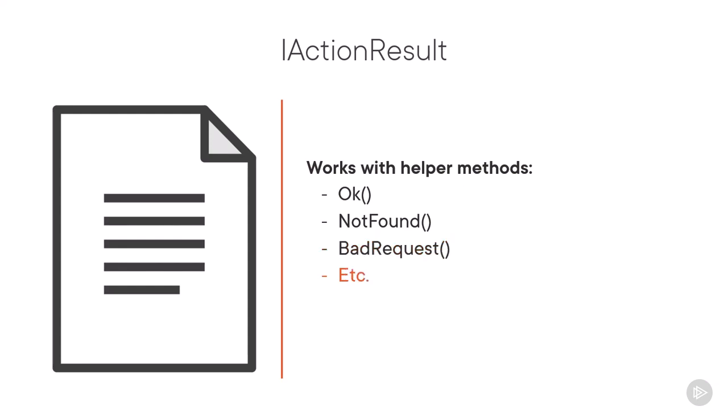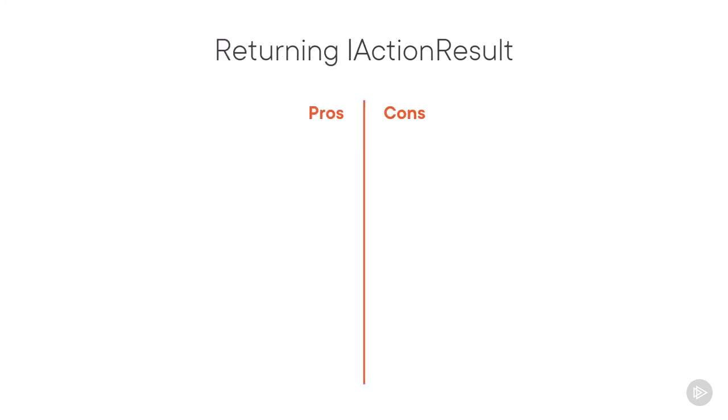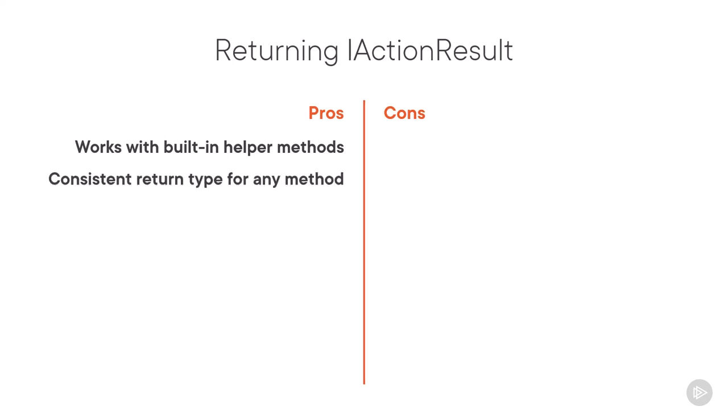If you choose to return IActionResult, it is a more flexible return type that was first introduced in the early versions of ASP.NET Core. It works with the built-in helper methods that are exposed by the base controller classes available in ASP.NET Core MVC. When we think about IActionResult, in addition to being able to use the built-in helper methods, you can also standardize on this so that you have a consistent return type that you use for every action method. However, it does have the drawback of not being strongly typed.